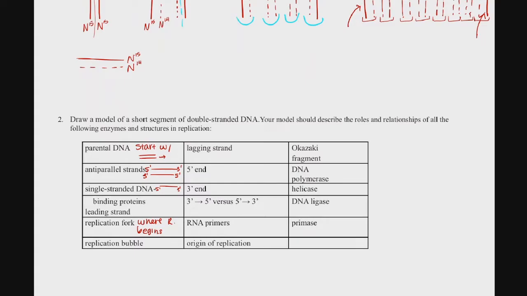The replication bubble is the segment in which DNA replication is occurring. So if DNA normally looks like this and it's replicating, we can see it kind of do this so that we're getting new strands in and out. So this thing is the replication bubble. It looks kind of like a bubble.